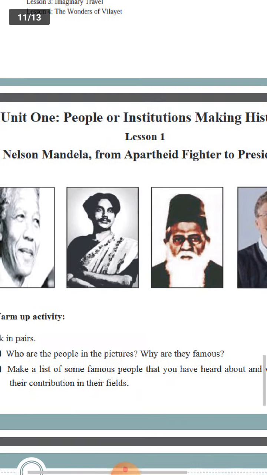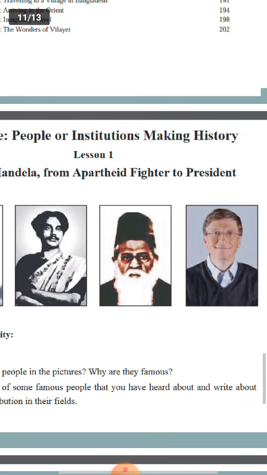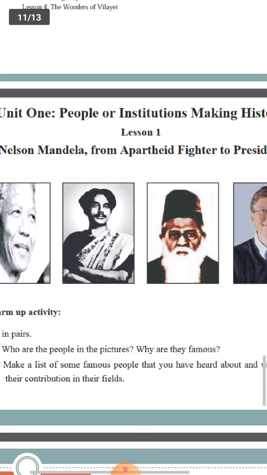And this is the lesson on, you see the very title of this lesson, Nelson Mandela, from apartheid fighter to president. Nelson Mandela, this is a very famous name all over the world, and we can say he was the light in the darkness of this world for mankind, who shows us a light through which we can reach our goal. He has also shown us what to do.